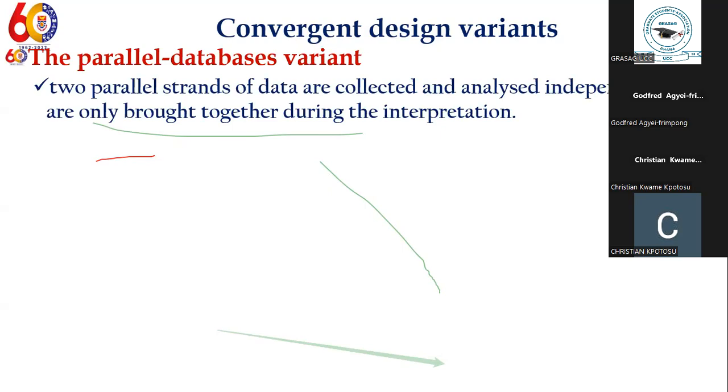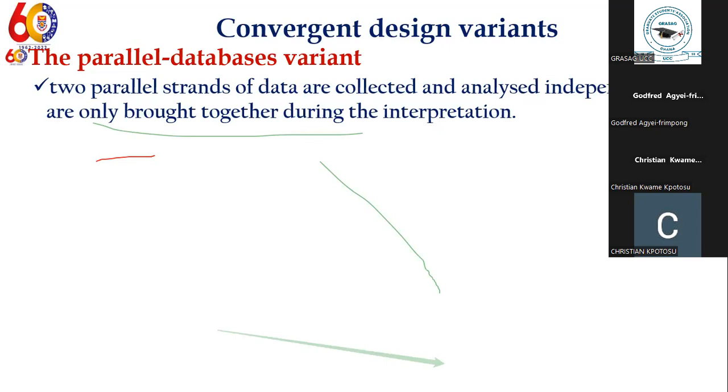So here, two parallel strands of data are collected and analyzed independently and are only brought together during the interpretation. So the two data that you have collected, both qualitative and quantitative, you analyze them separately. After reporting on the quantitative, then the qualitative follows. Some will say report on the qualitative first, then the quantitative follows. In this case, you will see none of their interpretation is dependent on the other. The interpretation you give to the qualitative data does not depend on what is happening in the quantitative data, and the interpretation you give to the quantitative does not depend. So that's why they are parallel. You know, parallel lines, they never meet.